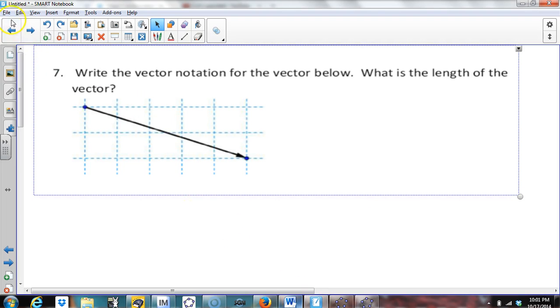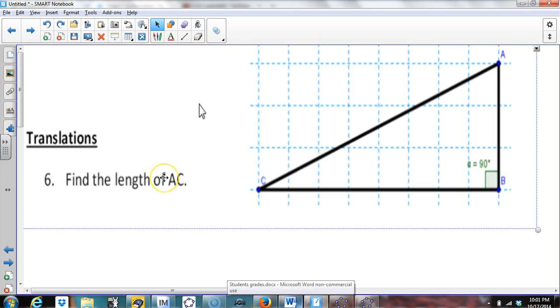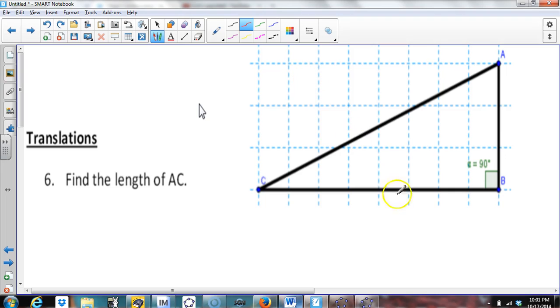Okay, problem number 6. Number 6, find the length of AC. So we want the length of this segment right here. So we can think of this as like a translation. C translated to A by going, let's see, 1, 2, 3, 4, 5, 6, 7, 8 units to the right. And went up 1, 2, 3, it looks like.